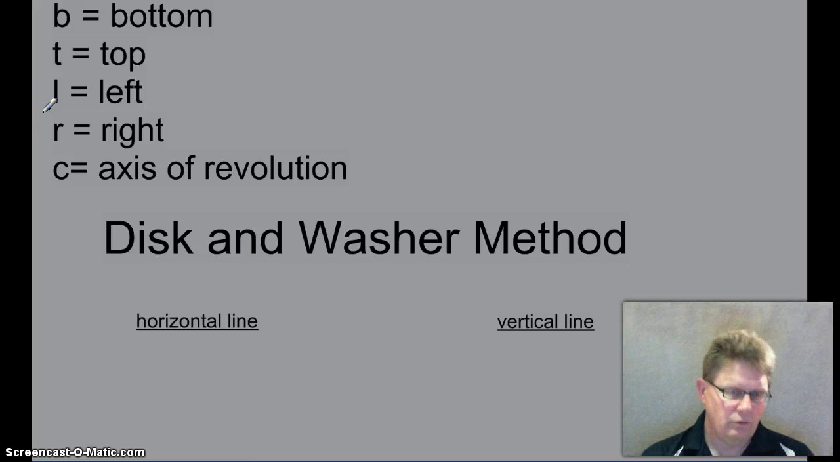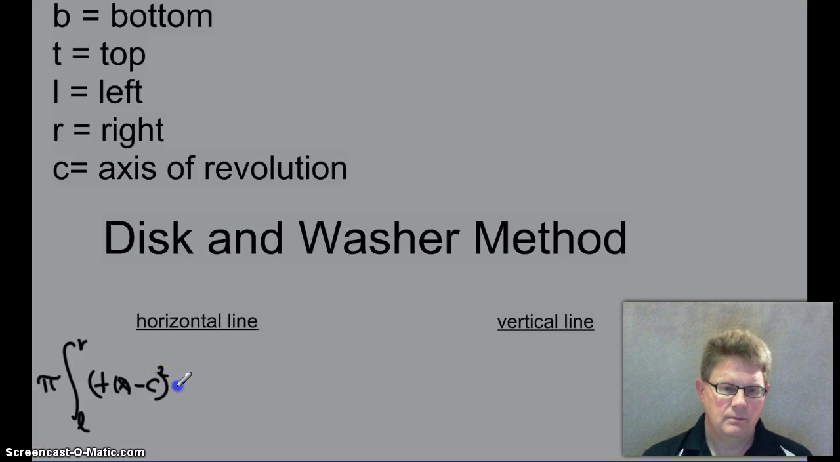When you revolve it around a horizontal line, it's going to be the integral from left to right. Oh yeah, don't forget about the pi. Love pi. Pi times the integral from left to right of the top function of x minus that axis of revolution, quantity squared, minus the bottom function of x minus the axis of revolution, quantity squared, all with respect to x.